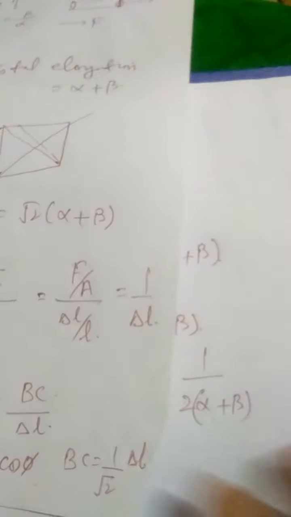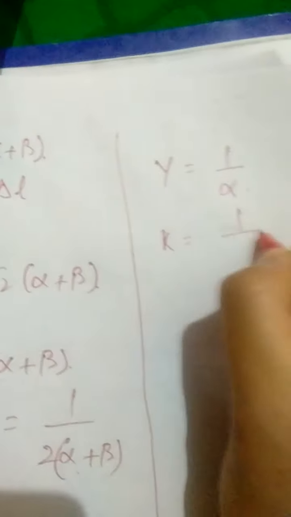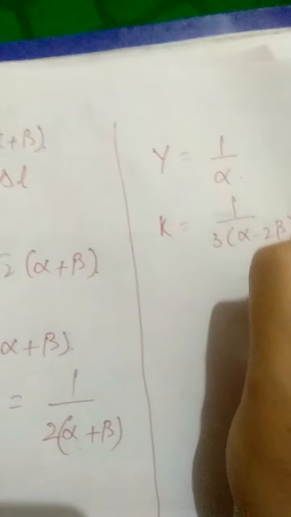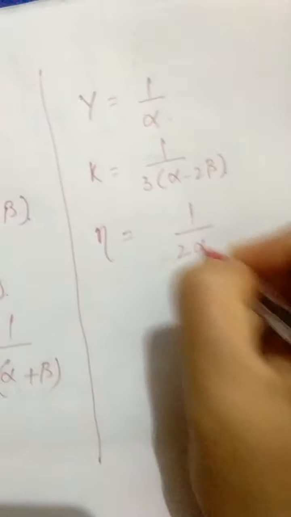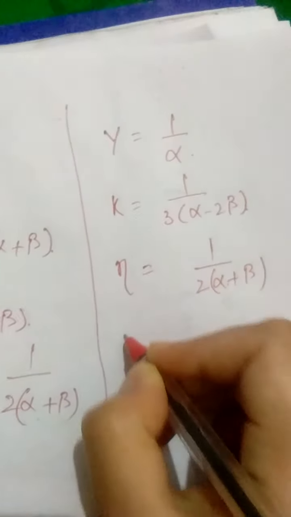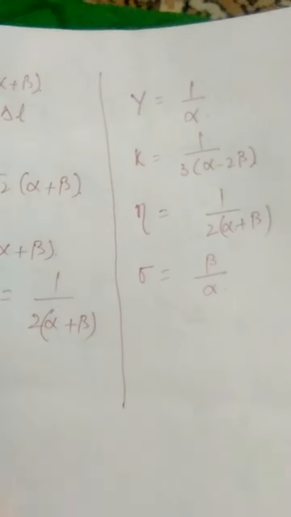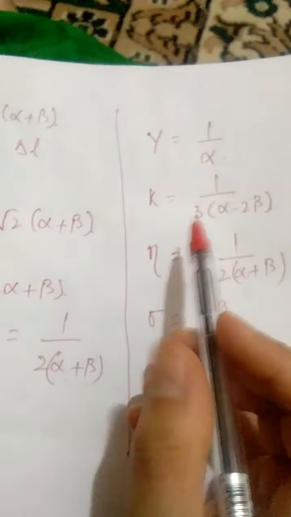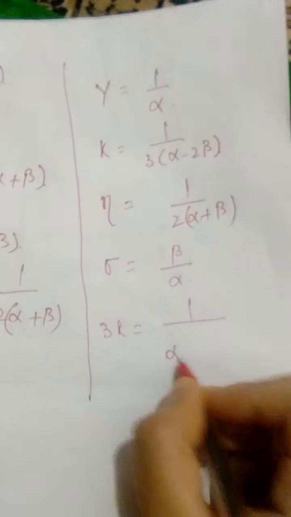Now let us rewrite those equations once again. So what have we obtained? We have obtained that Young's modulus is 1 by alpha. Bulk modulus K is 1 by 3 times alpha minus 2 beta. Modulus of rigidity, which we have just found, is 1 by twice alpha plus beta, and Poisson's ratio sigma is already beta by alpha. Now let's try to manipulate these equations, and it is easy for anybody. So from this equation, for example, we get 3k is equal to 1 by alpha minus 2 beta.